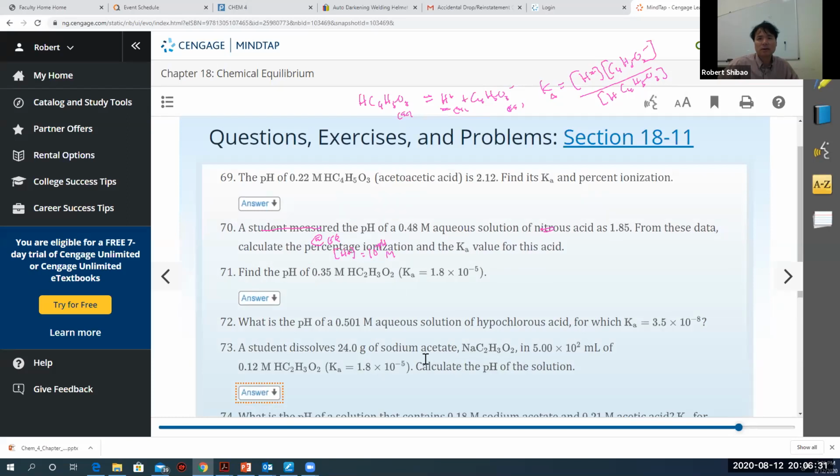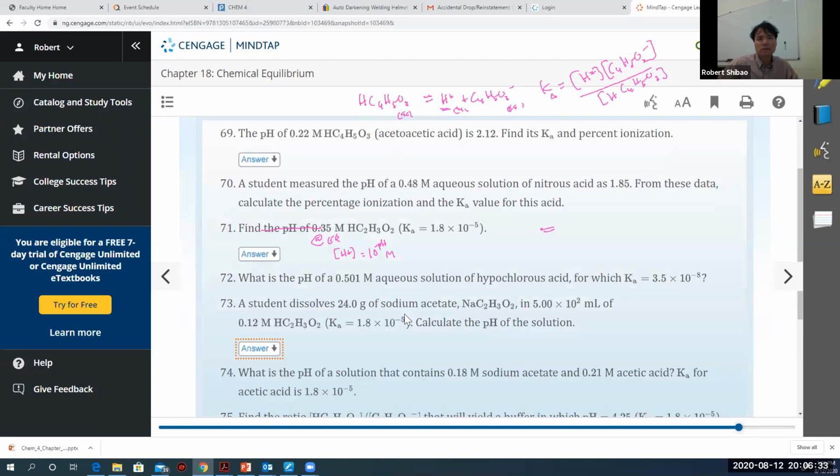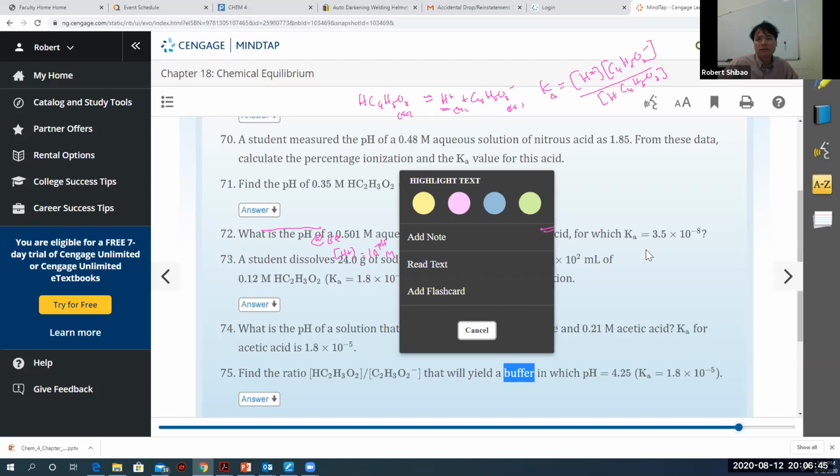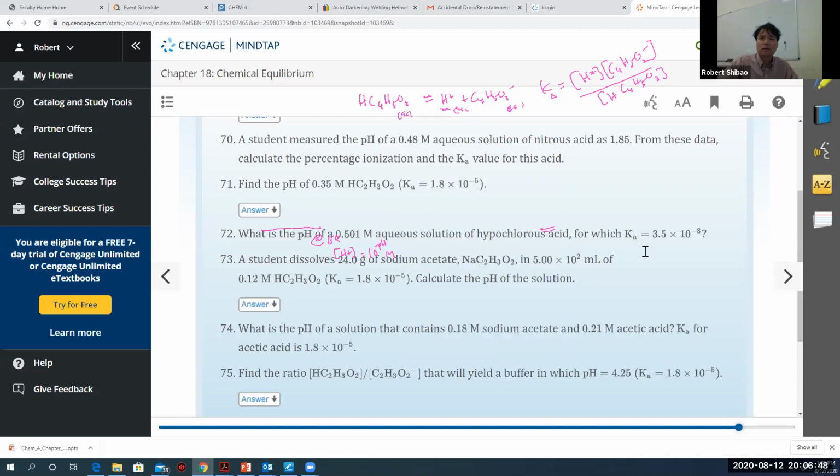This is what we call a buffer. This is a buffer problem, and for buffers, we should set up using an ice table. There's an easier way of dealing with it. This is also a buffer. Buffers are interesting solutions.